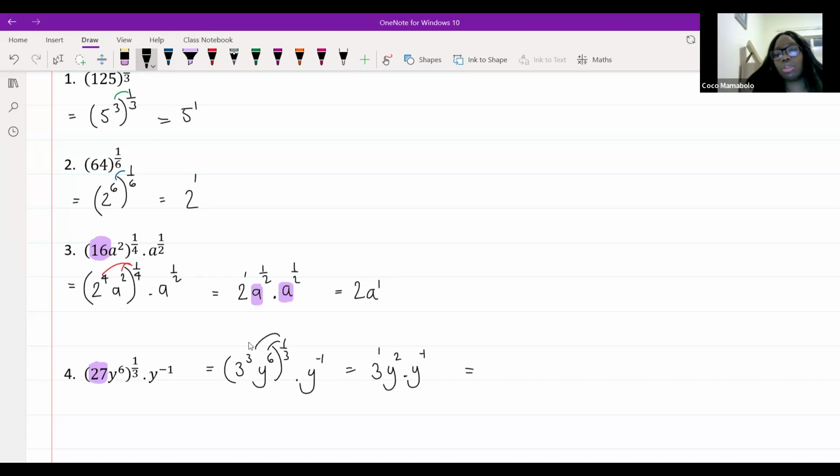Okay, that's equal to 3. Over here, I've got like bases being multiplied. I'm going to keep my base of y and add my exponents. 2 plus -1 is just the same as 2 minus 1. So this is just y to the power of 1.